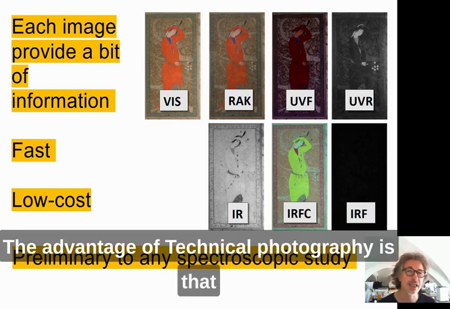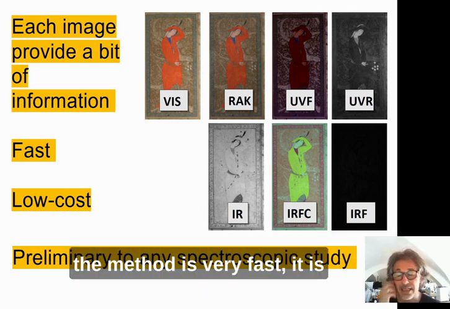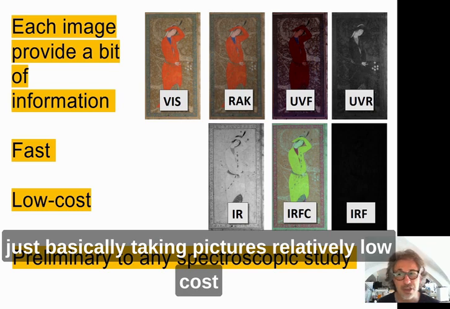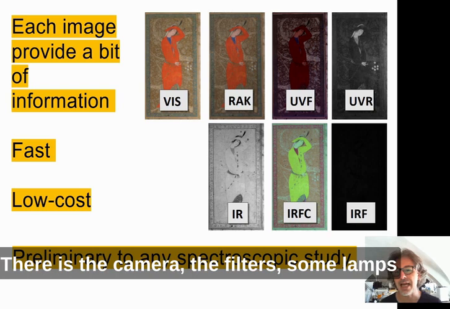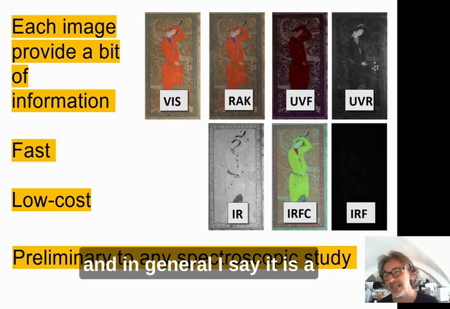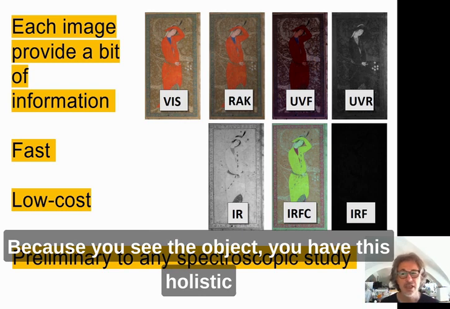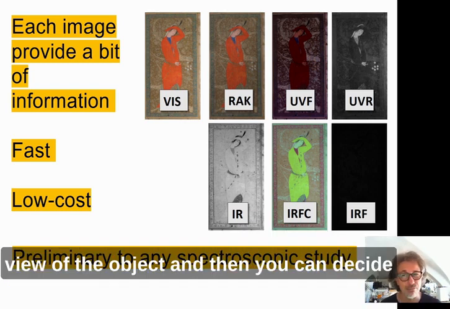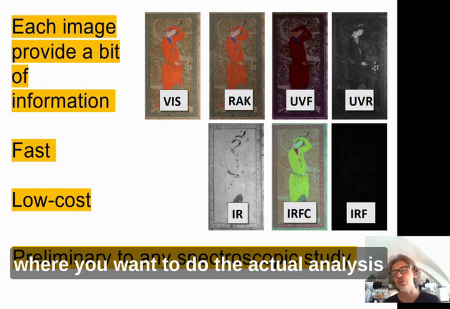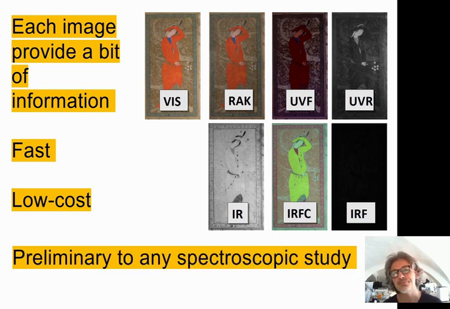The advantage of technical photography is that the method is very fast. It is just basically taking pictures, relatively low cost. There is the camera, the filter, some lamps, and in general I say it is a preliminary method to any spectroscopic study, because you see the object, you have this holistic view of the object, and then you can decide where you want to do the actual analysis.